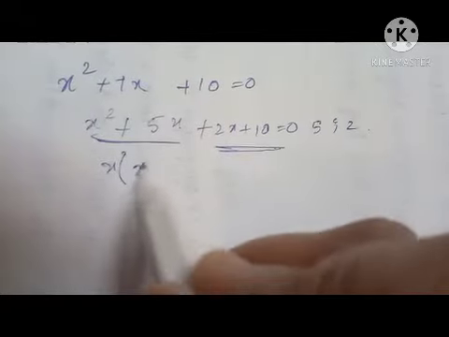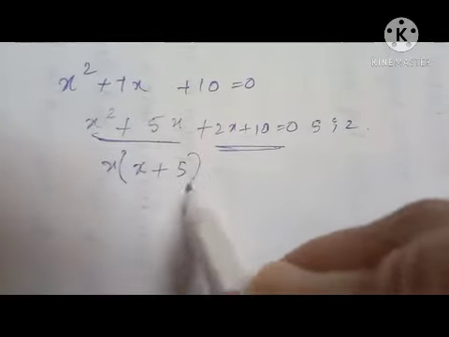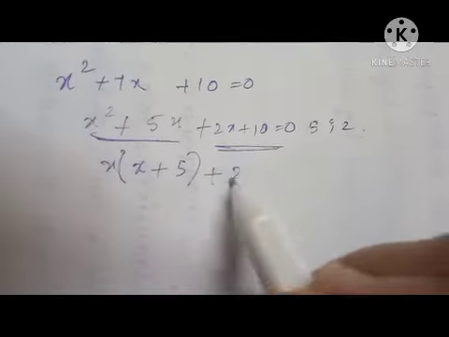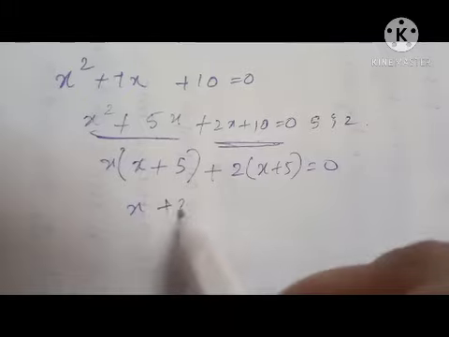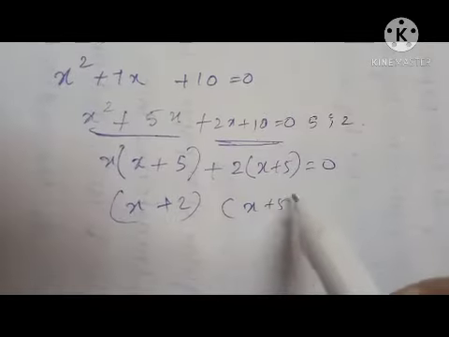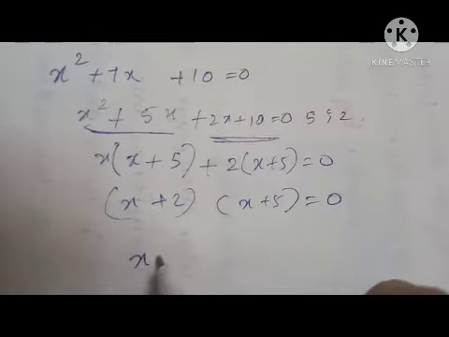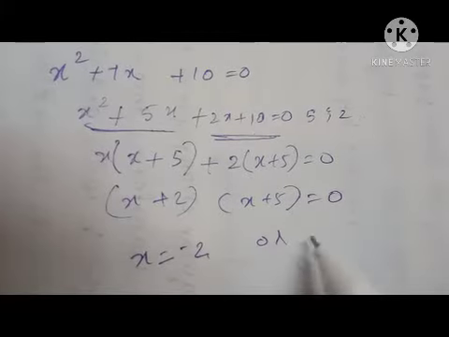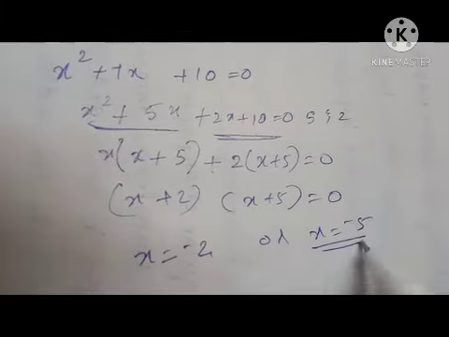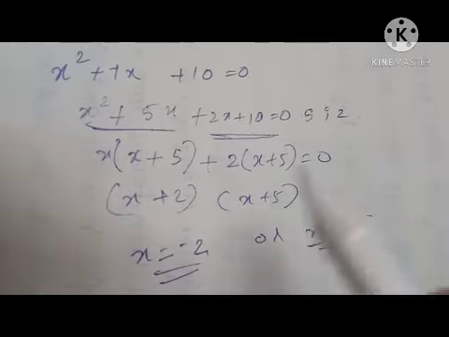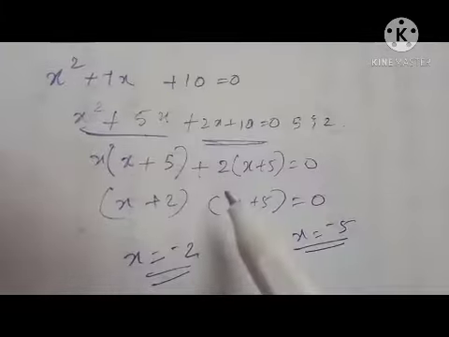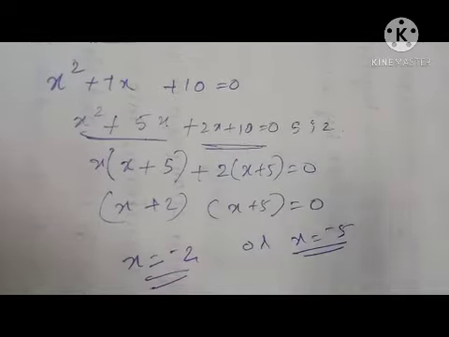From this group, x we can take outside, then x plus 5 remains. Then from here 2 we can take outside, then x plus 5 remains. Then x plus 2 into x plus 5, right? So x equals negative 2 or x equals negative 5. This is a 1 mark question, so you can reduce the steps.